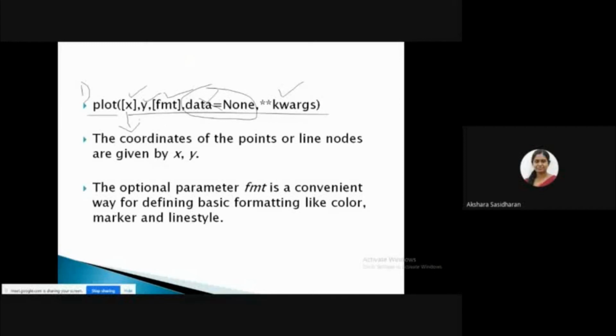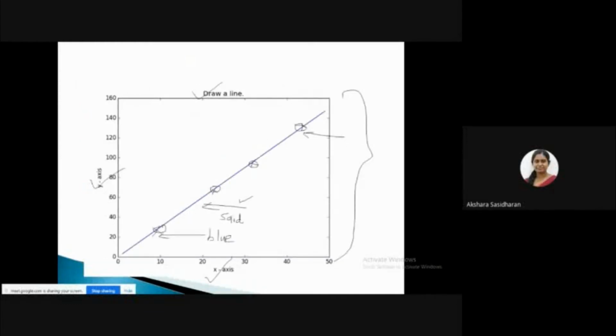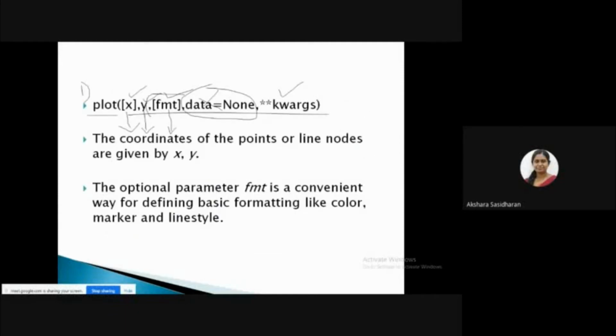X means x coordinates or x points, and y means y points or y coordinates. Fmt is formatting. As I already said, the color is blue, the line style is solid, and there are no markers available. If you need to change the color, change the line style, or give some markers, you can do that using the fmt, or in another way using keyword arguments. There are two ways you can change the formatting. In fmt we can change the color, marker, and line style. The fmt is an optional parameter.